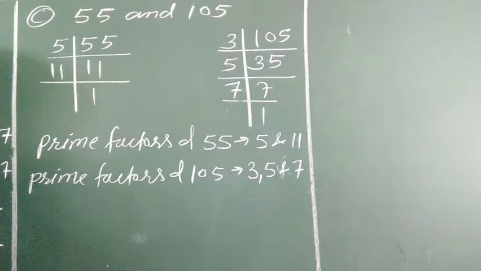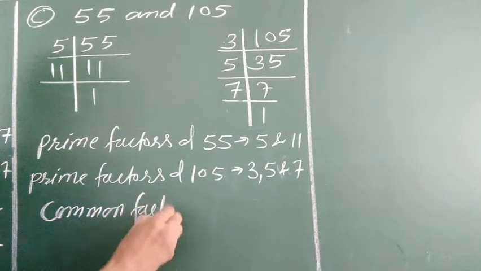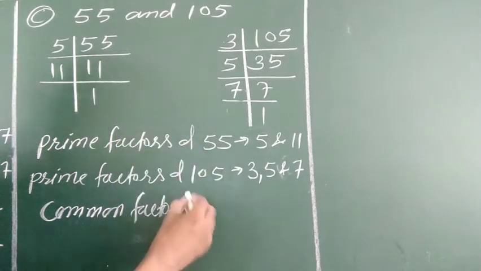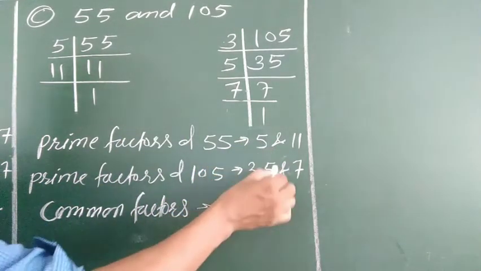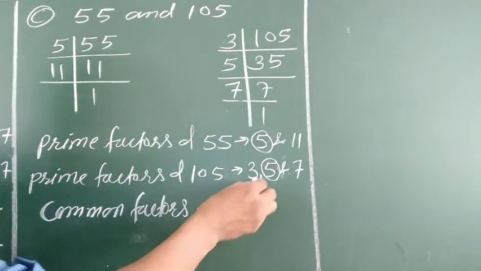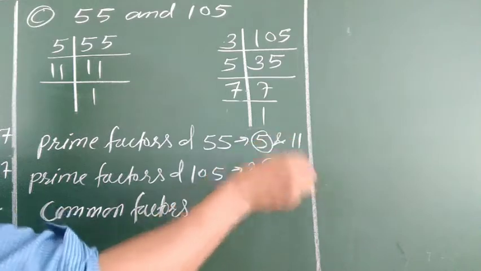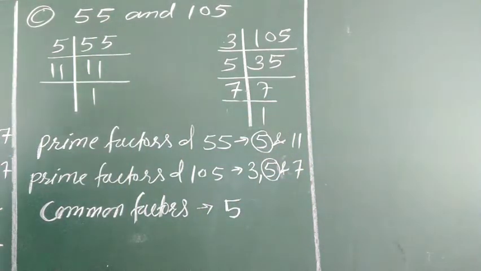Now next, common factors. What is the common factor? See, here it is 5, here is 5. 11 is here, not here. Here 11 is also not, 3 is not here, 7 is not here. So only one factor is a common factor, that is 5. The only common factor here is 5.